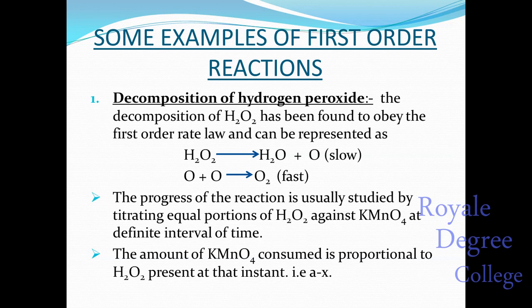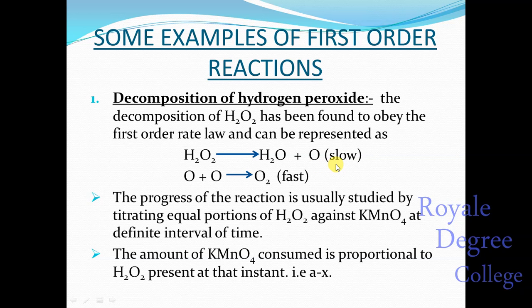We'll start with some examples of first order reaction. First example we are seeing here, that is decomposition of hydrogen peroxide. So the hydrogen peroxide will show the decomposition. It has been found to obey the first order rate law and can be represented as. Here you can see the equation H2O2, the hydrogen peroxide. It will show the decomposition, and as a result of that we are getting water molecule plus one nascent oxygen.